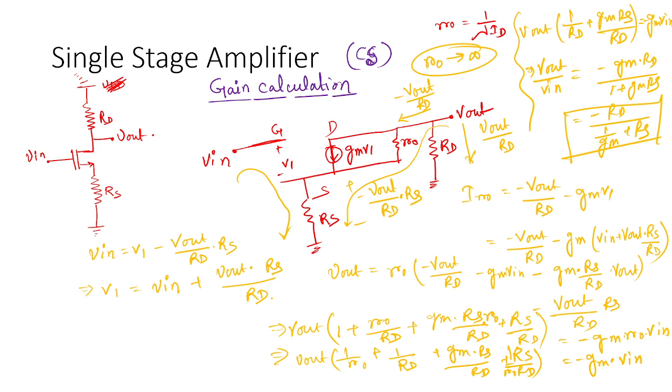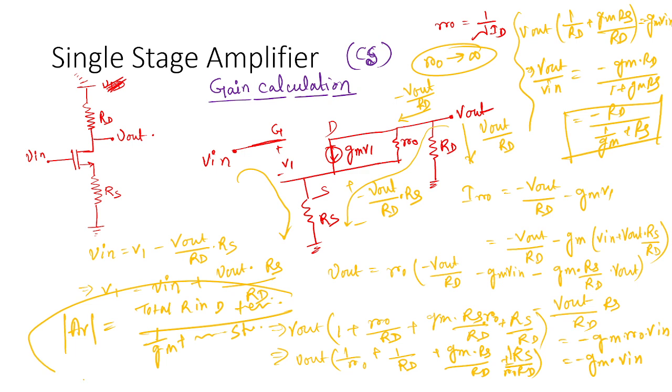So how can you remember this? It is easy to remember. For the common source circuit with degeneration, the magnitude of the gain will be the total resistance in the drain terminal divided by 1 by gm plus the total resistance in the source terminal. So this is the formula you can remember or you can apply to solve this kind of problem.